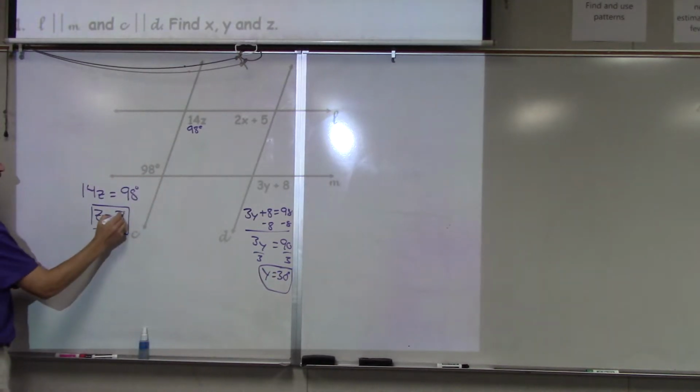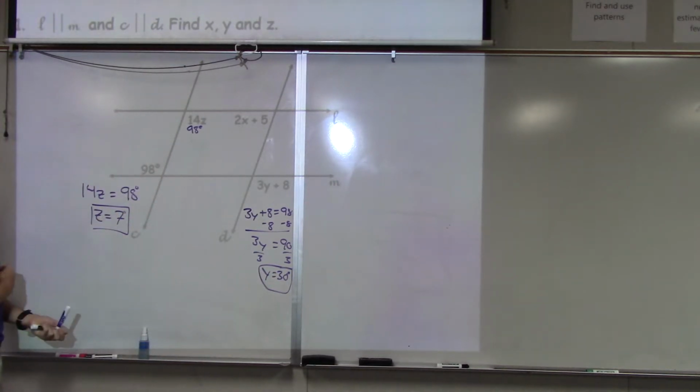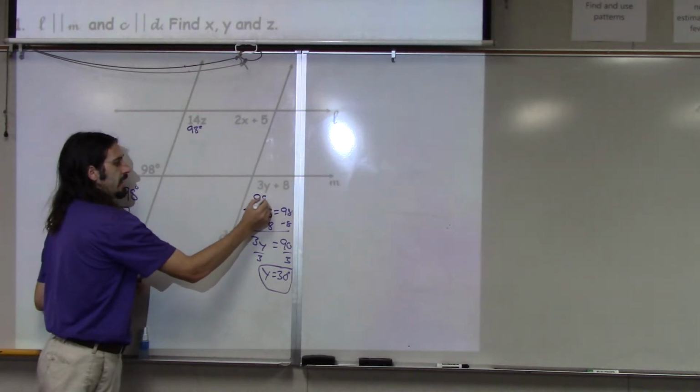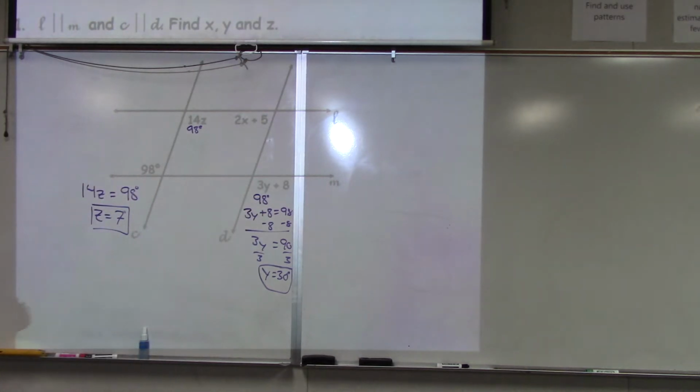And I guess I could put the degrees over there too. And so I get that y is 30. Now if I plug that in, or I just bring this over, I know this spot's also 98. Okay?